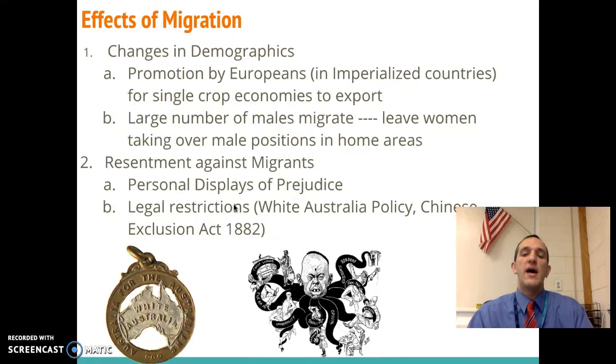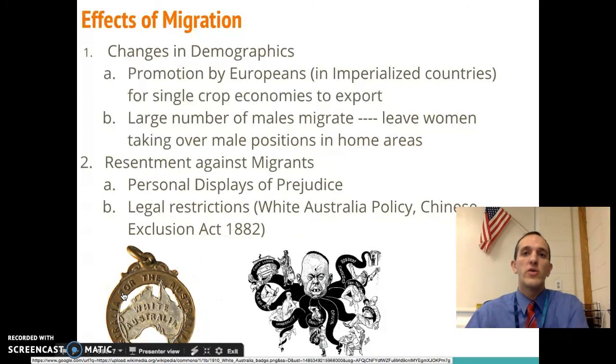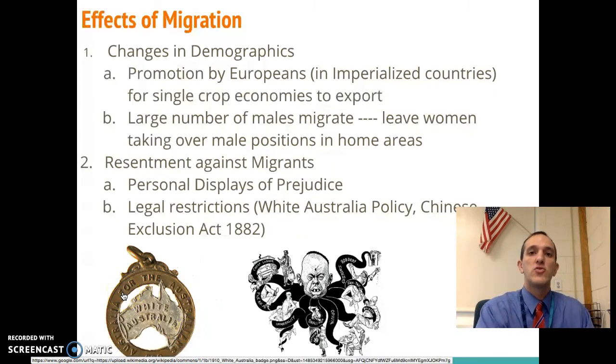And then we also see it as a form of government legal restrictions as well. So, for example, there's the White Australia policy in Australia, where they are only going to encourage people of European descent to come to Australia. Remember, social Darwinism is going on at this time. So only white people can come in. If you're from India, we don't encourage you and don't allow you to come into Australia because you're not white.